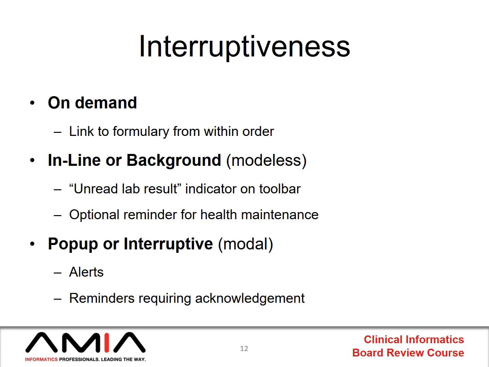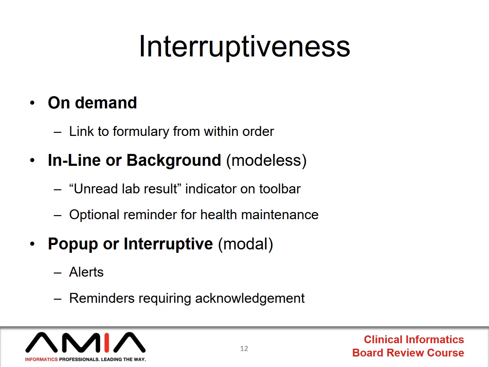And then these two terms that you should be familiar with, modal and modeless, which comes from sort of web design and computer science. A modeless alert, or an inline or a background alert, is one that allows you to continue your work and does not force you to change your mode of interaction with the computer. So, for example, maybe your electronic health record has a simple passive indicator on the toolbar that changes color when you have unread lab results. Or maybe there's a passive reminder that this patient has health maintenance reminders that need to be reviewed and acknowledged.